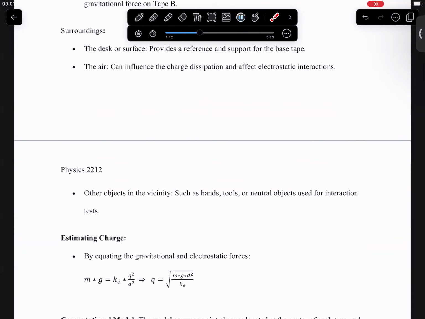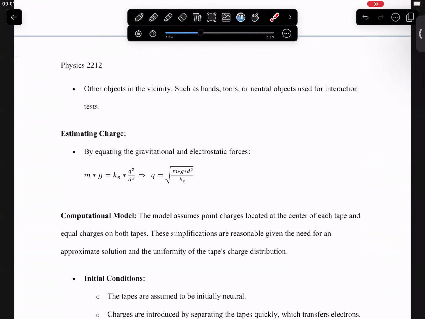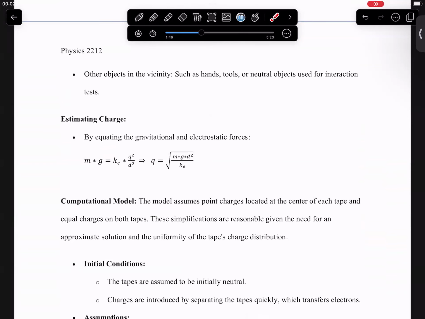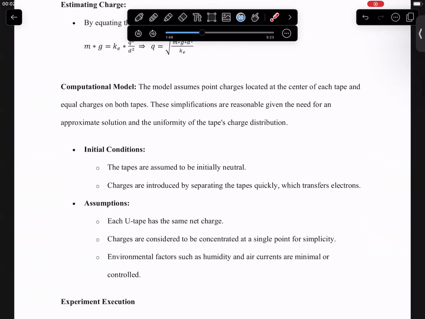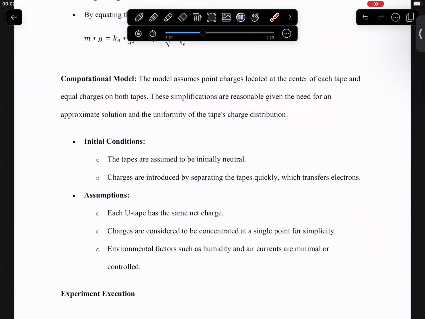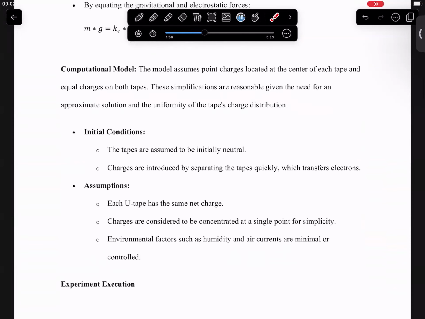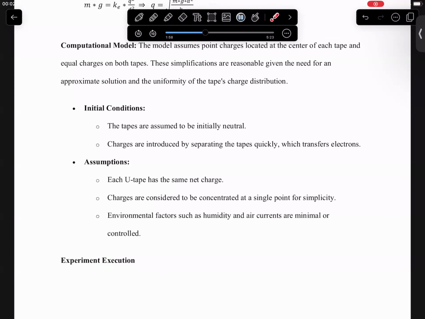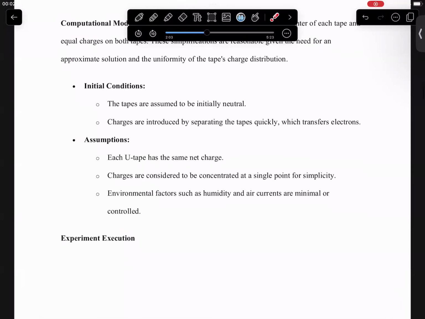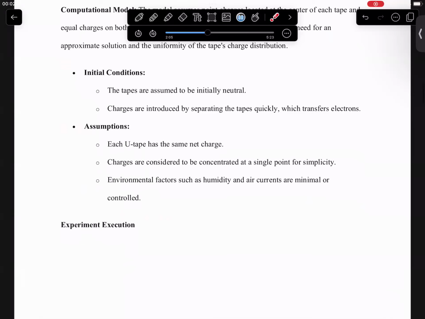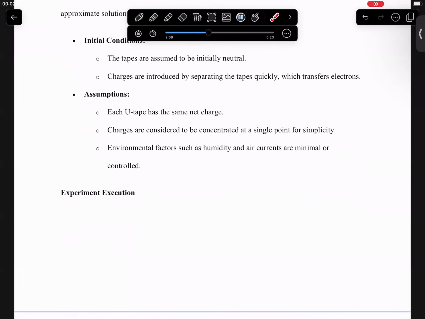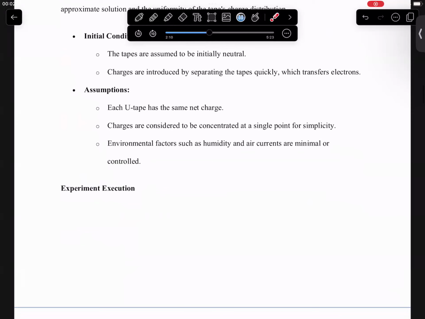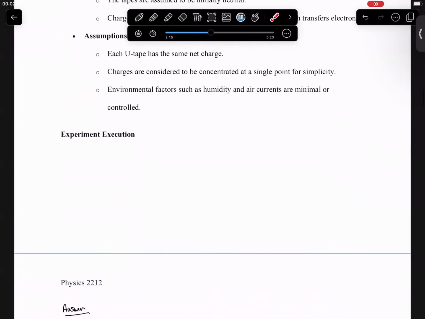And then we used this equation for estimating the charges, and the computational model assumed point charges located at the center of each tape and equal charges on both tapes. Our initial condition was that the tapes were assumed to be initially neutral, and the charges were introduced by separating the tapes quickly, which transfers electrons. Our assumption was that each tape has the same net charge, and the charges were considered to be concentrated at a single point. Here's our execution from the lab.